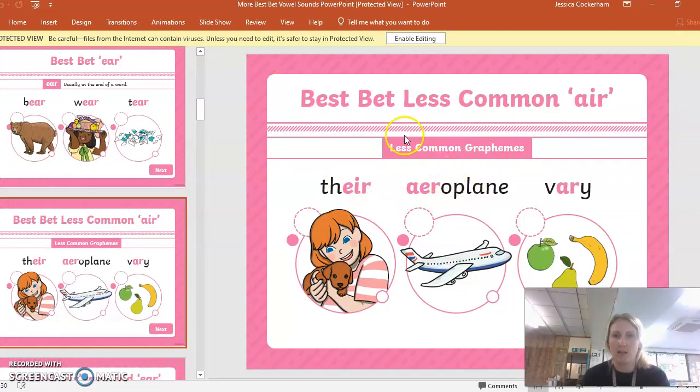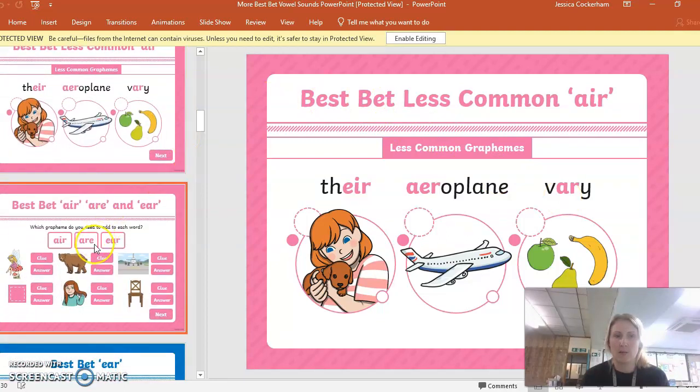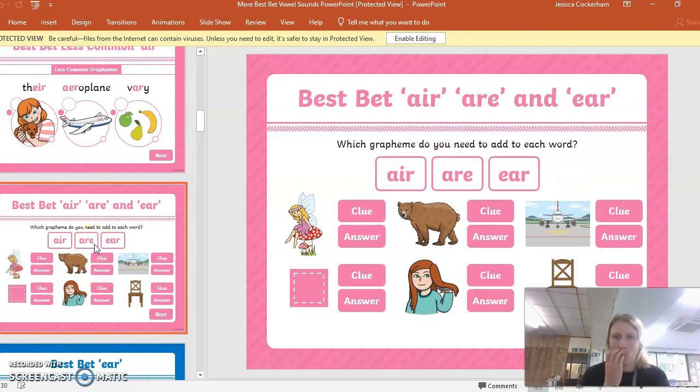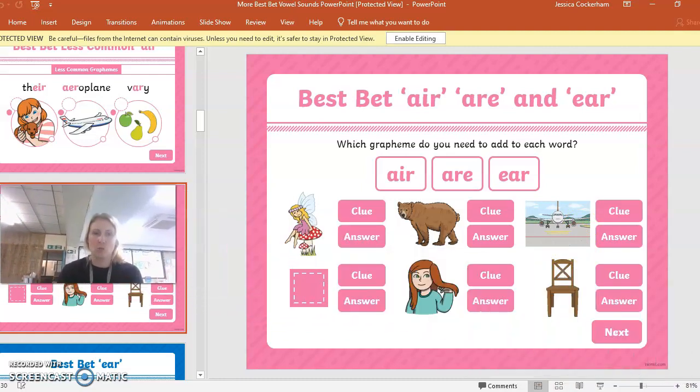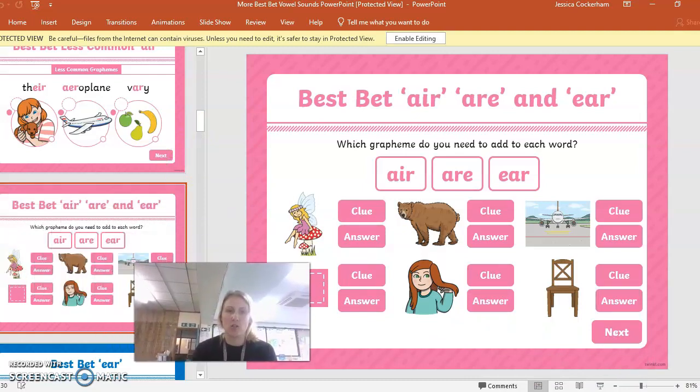Have a look here. There, aeroplane, vary. That says air as well there, but we can also think that says are. Keep going through these and I'm going to write some of these down. Which grapheme do you need to add to the end of each word? Let's have a look at what these are. Fairy, bear, hair, aeroplane, chair. So we'll go through these again and then that's the activity you're going to do at the end, okay?